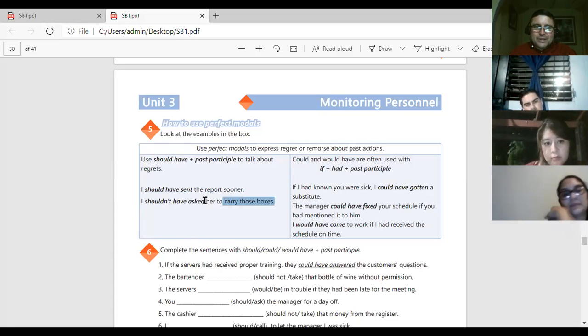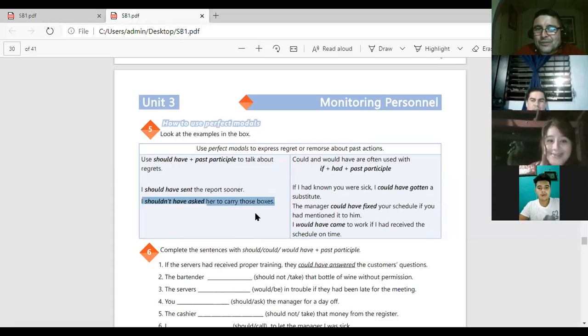And look at the other one. I shouldn't have asked her to carry those boxes. How do you say that one in Spanish? No debí pedirle que se llevara las cajas, o que cargara las cajas. So maybe the person carrying the boxes dropped the box and broke the content. So then you say to yourself, I shouldn't have asked her to carry those boxes. No le hubiera pedido. Pero lo hubiera no existe.